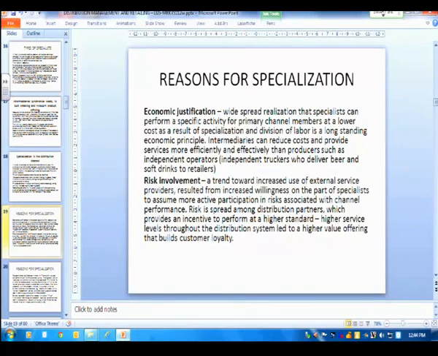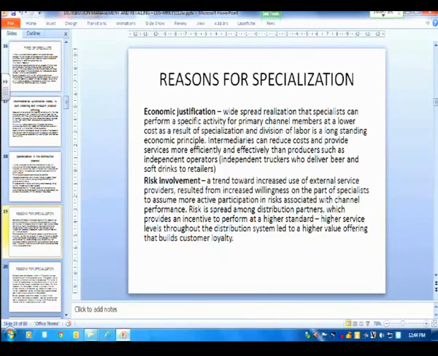Intermediaries can reduce costs and provide services more efficiently and effectively than producers, such as independent operators, for example independent truckers who deliver beer and soft drinks to retailers. Here we are saying the more you do a certain job, a certain task, you develop skills to do it better, faster, efficiently, and more economically, meaning you are able to reduce costs.